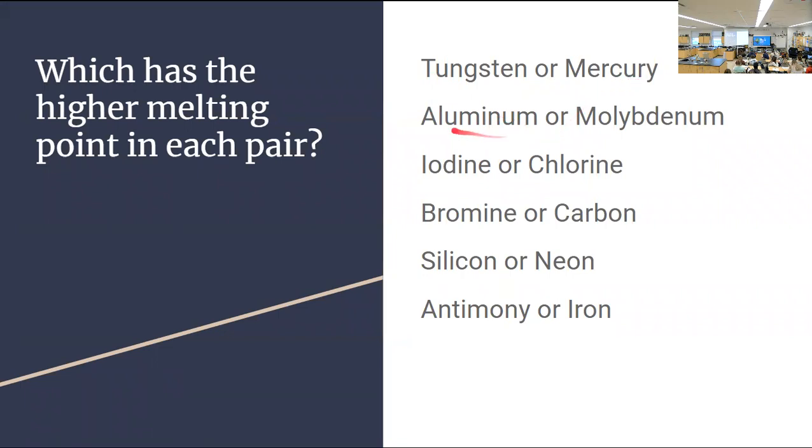And then what about aluminum versus molybdenum? All right, guys, raise your hand for aluminum. Okay, raise your hand for molybdenum. Awesome. Again, why is molybdenum going to be a higher melting point? It's closer to the center.